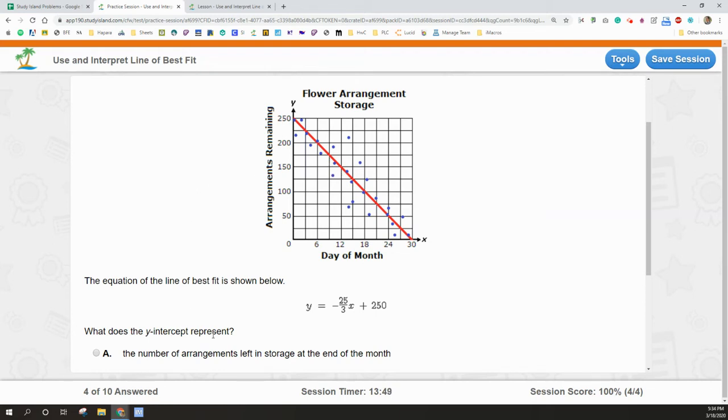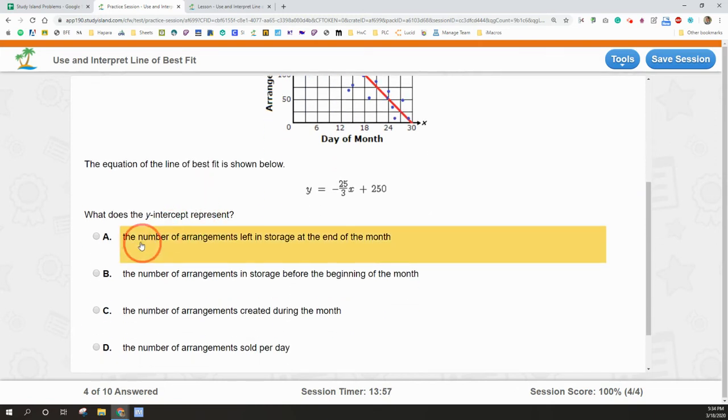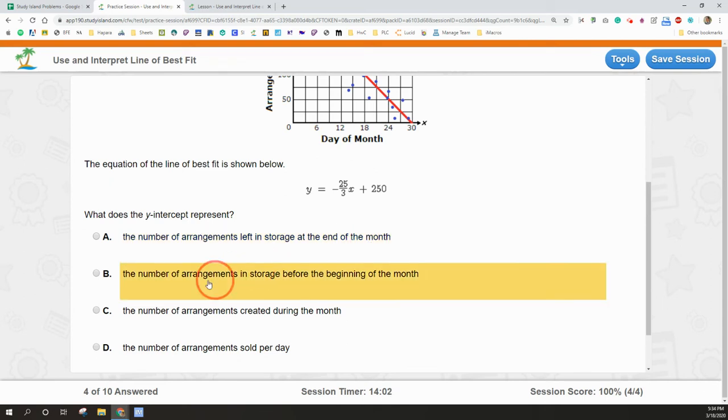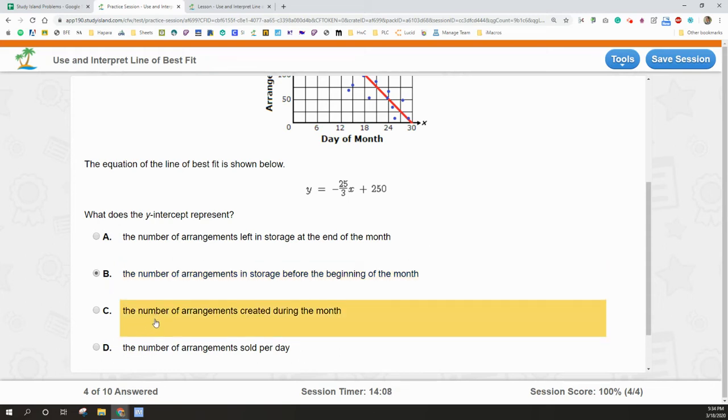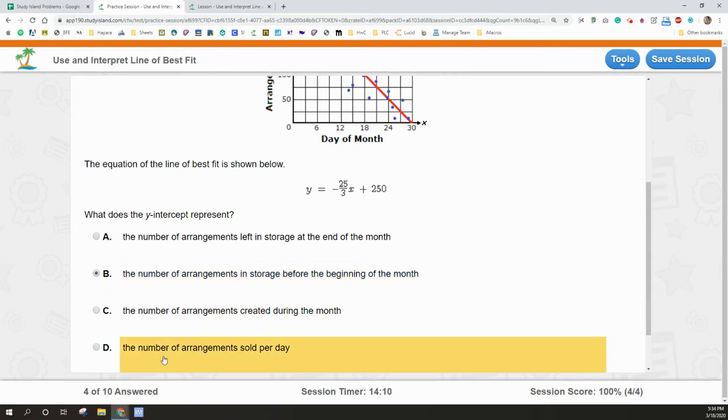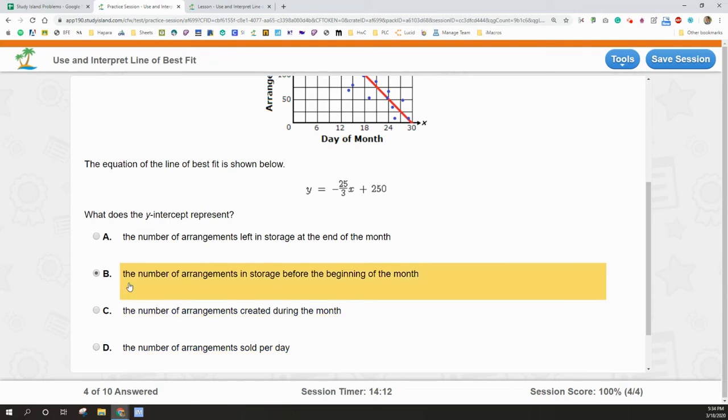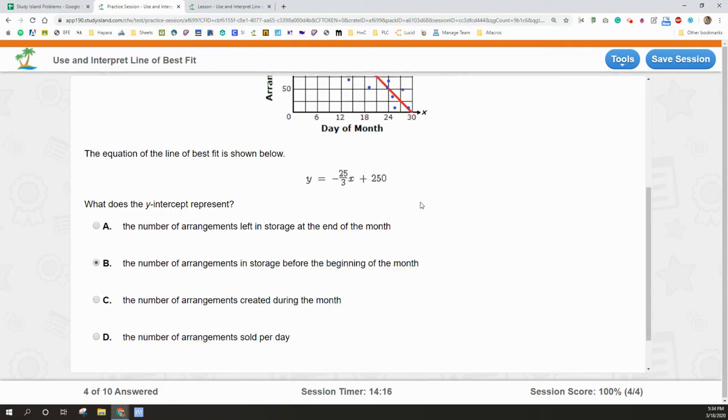What does the y-intercept represent? We just said it. 250 is the number of flower arrangements available right when the month starts. Let's see which one says that. A, the number of arrangements left in storage at the end of the month? No. B, the number of arrangements in storage before the beginning of the month? C says the number of arrangements created during the month, and D says the number of arrangements sold per day. Definitely B, the number of arrangements in storage before the month even starts.